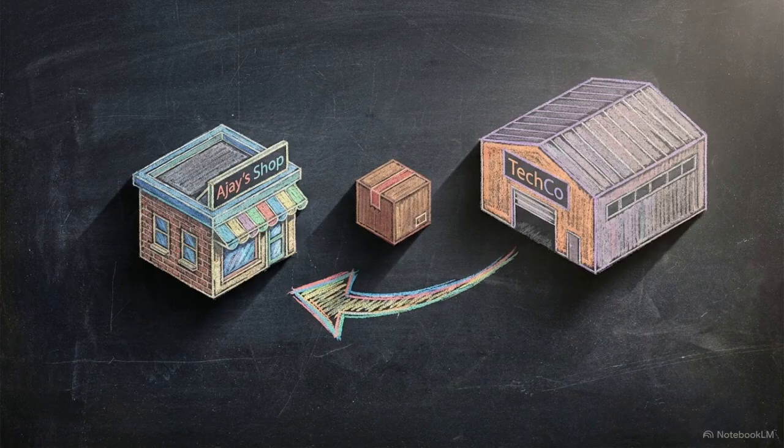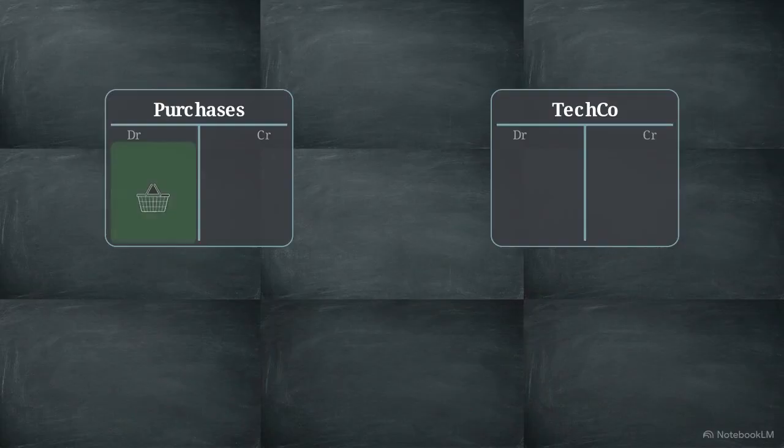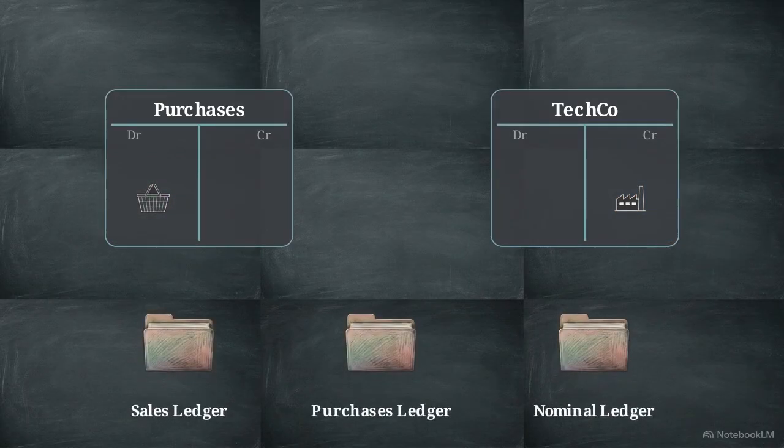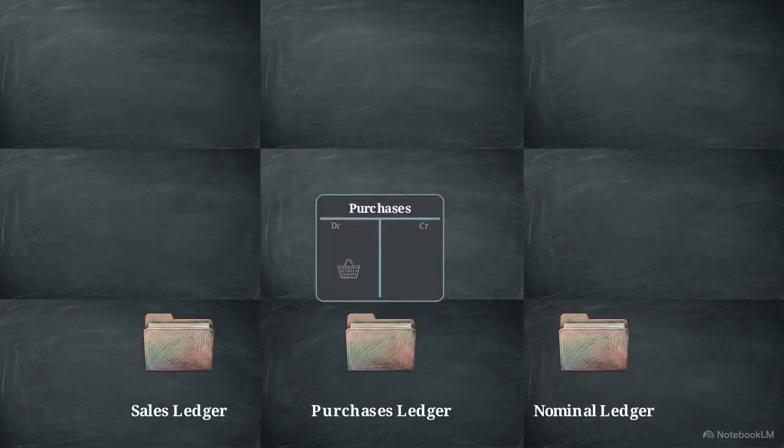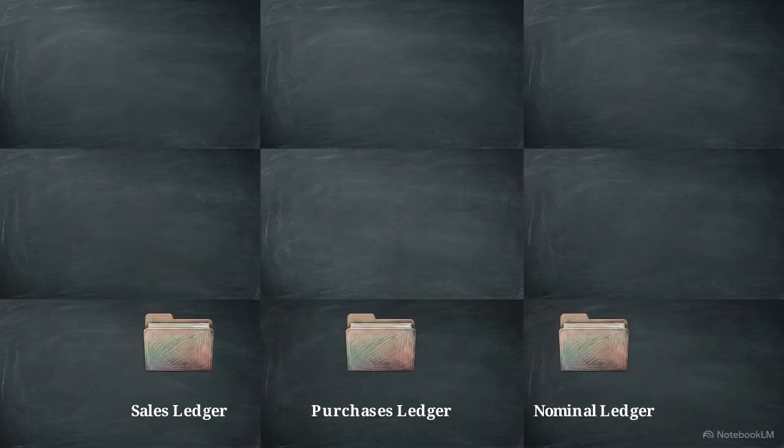Let's map a transaction. Business owner Ajay buys goods on credit from a supplier named Techco. To record this, the purchases account is debited because it receives the value of the goods. Simultaneously, the Techco account is credited because it is giving the value to the business. Now we file them. Techco is a credit supplier, so its account slides into the purchases ledger. The purchases account itself is a business function, so it belongs in the nominal ledger.